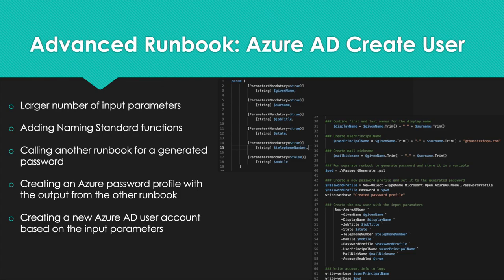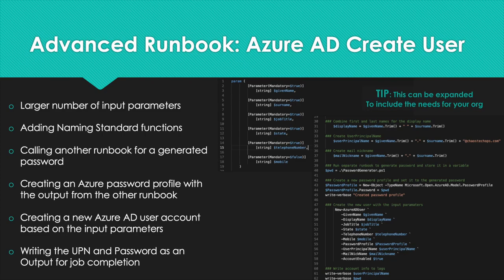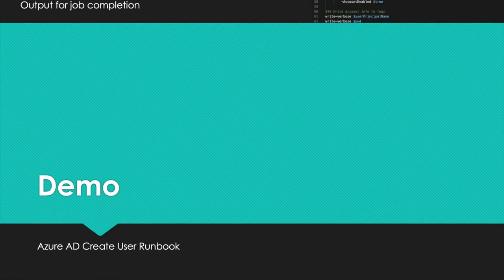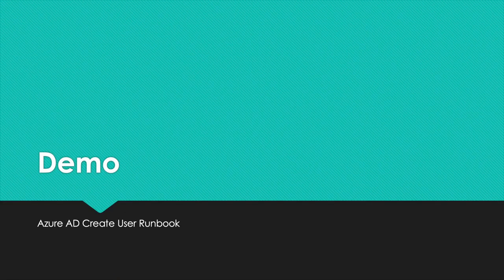And we're creating a new Azure AD account based on the input parameters. Once all is said and done, we're writing the UPN and the password as an output to the logging for the job completion. And always remember, this kind of thing can be expanded to include the needs of your organization, no matter what that is. If you can do it within PowerShell, you can pretty much guarantee that you can also automate it. Let's hop in and take a look at that Azure AD Create User Runbook in action.